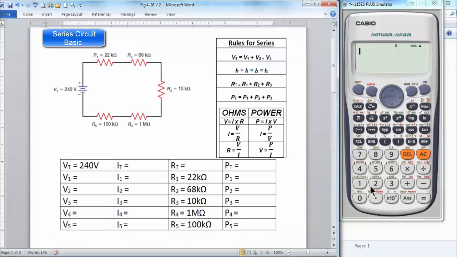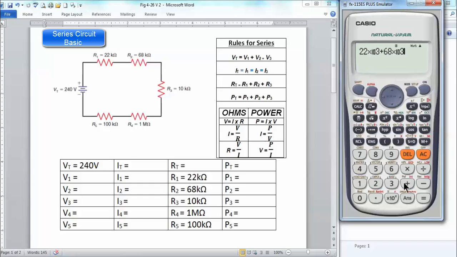Our first resistor value is 22 k ohms. Our second one is 68 k ohms. Third one is 10 k ohms. Fourth one is 1 mega. Make sure you put the 6 for your exponent. And then R5 is the 100K. Gives us a total resistance of 1.2 mega ohms.